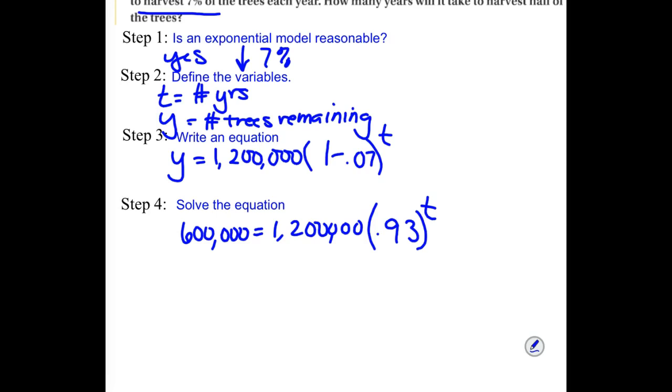In the beginning of the chapter, before we knew about all this stuff with logs, we solved this using the intersect feature of our calculator, right? We graphed the two sides and said, where did they cross? Where were they equal? Now we can solve it algebraically.